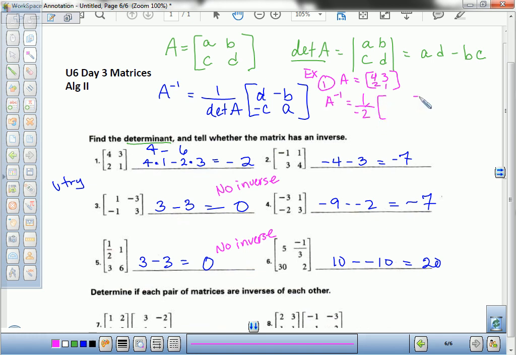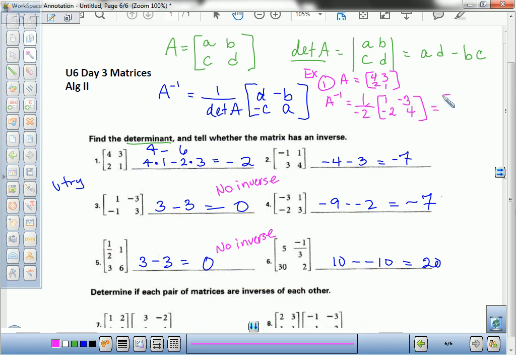And then what we do is we switch the main. So these two switch. The 1 comes here, the 4 goes there. And then we negate the other. So it becomes -2 and -3. Now we just have to multiply by the scalar of -1/2.